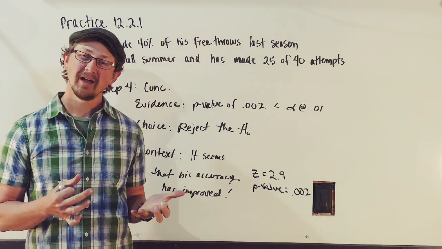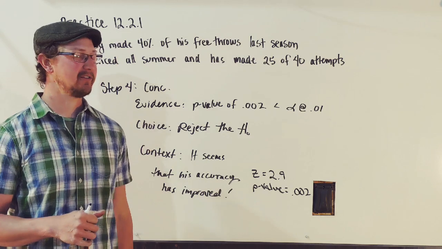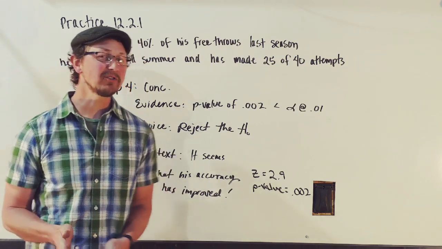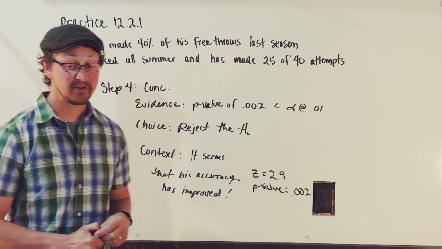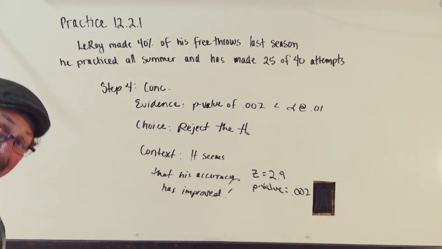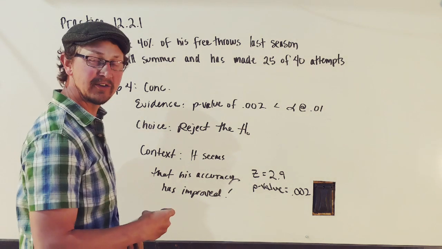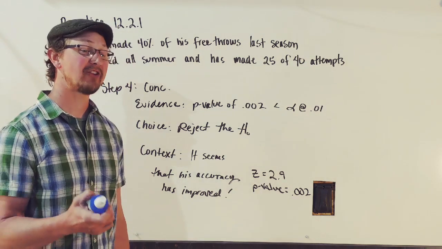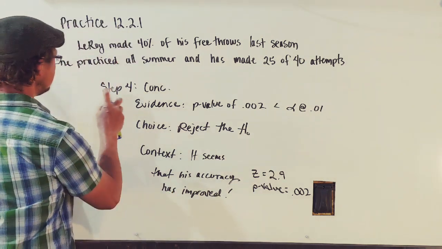The question remains, though, how much has his accuracy improved? That's where part 2 of this problem comes in. We're going to conduct a confidence interval calculation and figure out where Leroy's free throw accuracy percentage actually is.